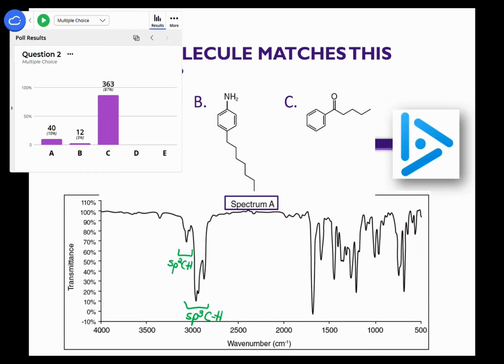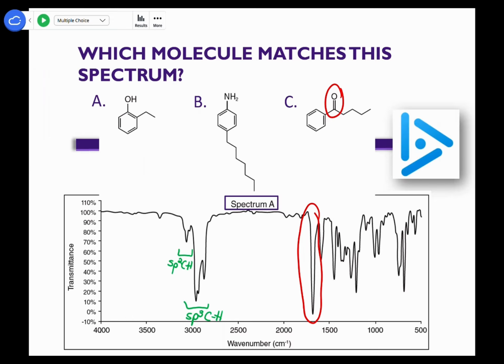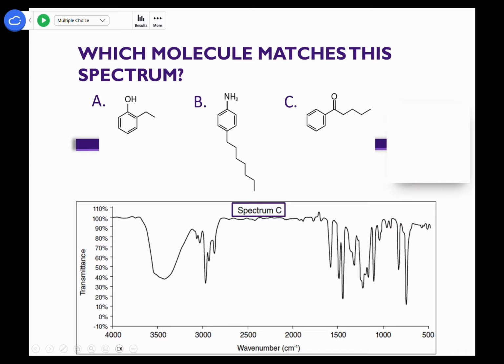Okay, moving towards 90%, went for C. C is correct. We have that bold carbonyl peak, which means the last one, spectrum C, is our alcohol group.